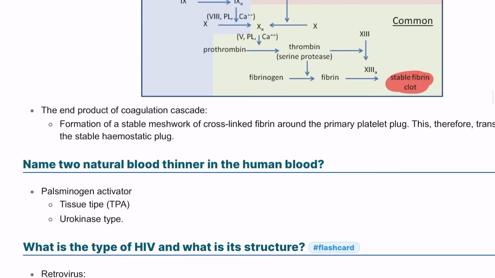Two natural blood thinners are tissue plasminogen activator and urokinase.